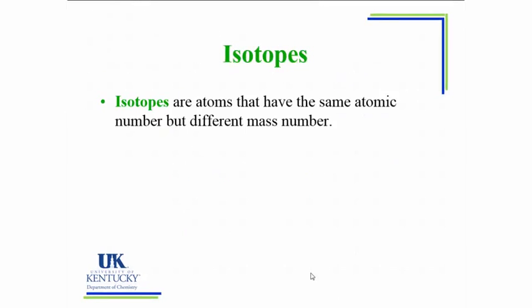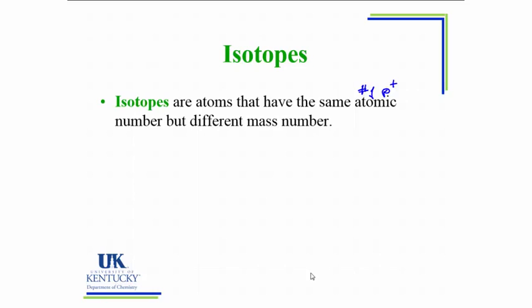So now we're ready to define isotopes. Isotopes are atoms that have the same atomic number but different mass number. Now there's lots of ways you could say this statement. You have to think about it because you might see it defined a lot of different ways and you might think they're wrong. But what does it mean if they have the same atomic number? That means they have the same number of protons. Okay, so you could say isotopes are atoms that have the same number of protons but different mass number.